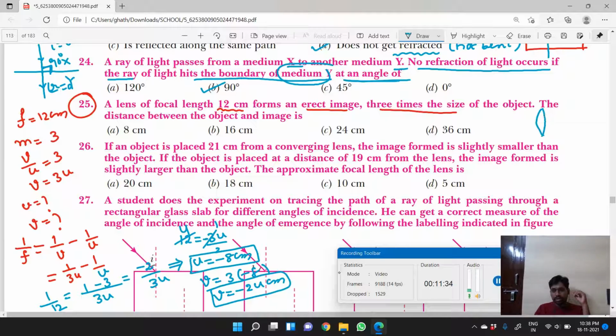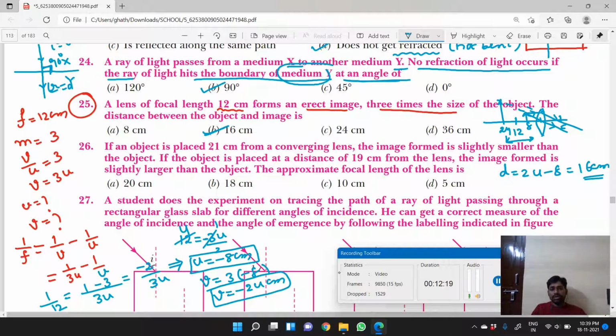This is nothing but a convex lens. If an object is placed at 8 centimeters, within the focal length, it forms a virtual enlarged image. In that way the image is formed. So this is 8, this is 24. The gap between them is 24 minus 8, which is equal to 16 centimeters.